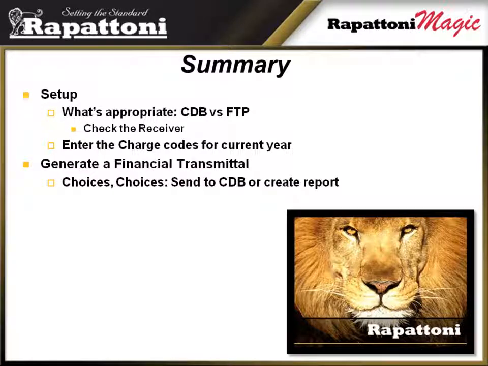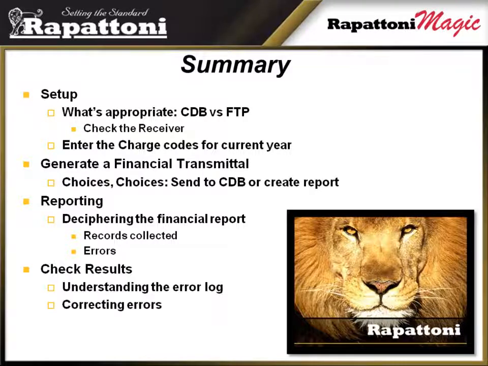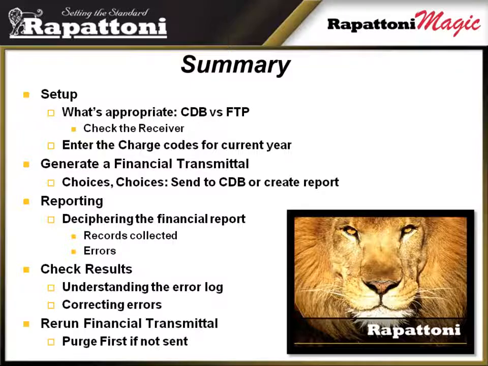We looked at how to generate a financial transmittal. We had choices whether to send it right away or to view the report first and correct the errors and then send it. We took a good look at the report and deciphered the information in the report. We looked at records collected and we identified errors on the report. Once we identified the errors, we were able to check results, go to the error log, make the corrections, and get those records ready to go.